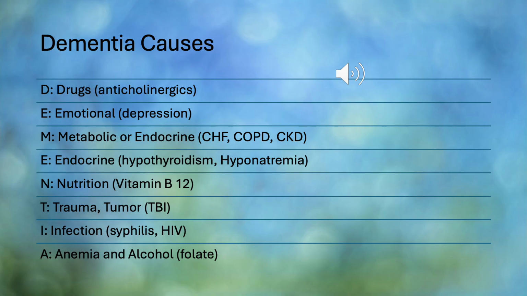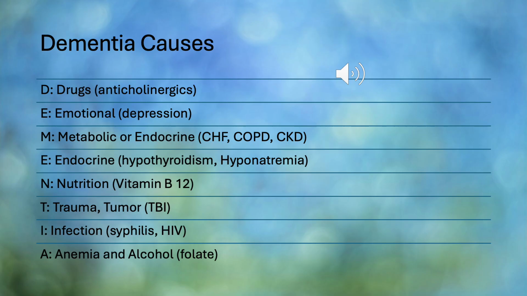So the causes of dementia, you can use the mnemonic DEMENTIA to figure out what the risk factors are. The first one is D for drugs, and anticholinergics and diphenhydramine have been linked to dementia. The next one is emotional, and people with depression can sometimes present like people with symptoms of dementia.